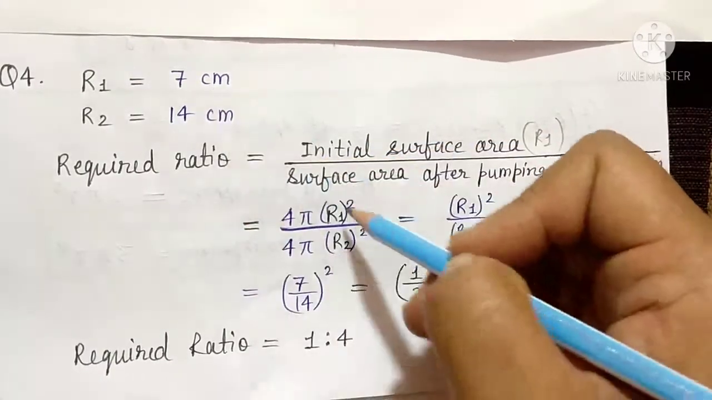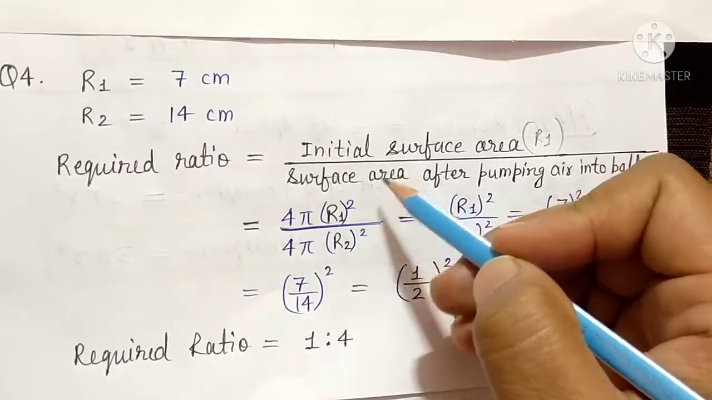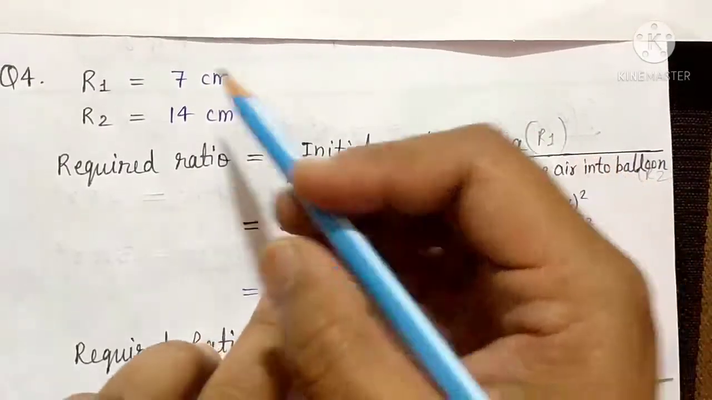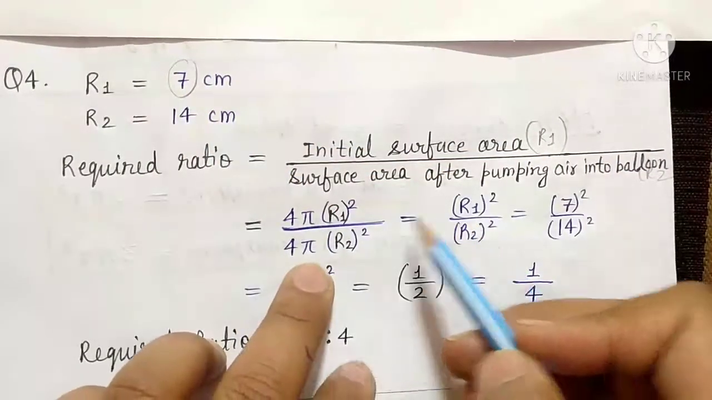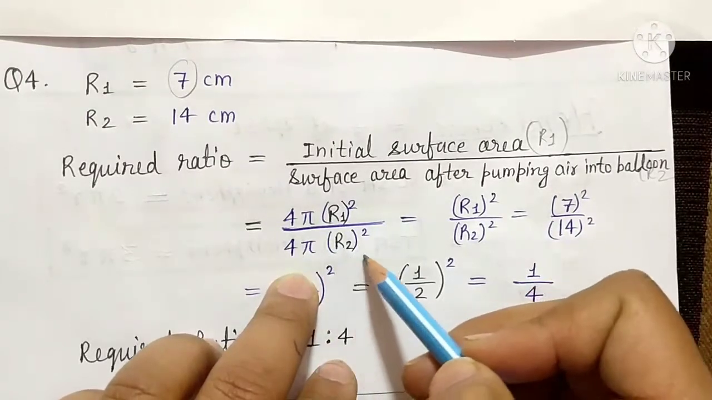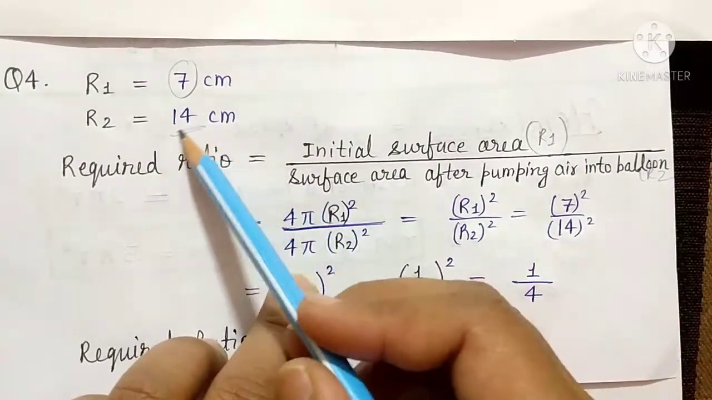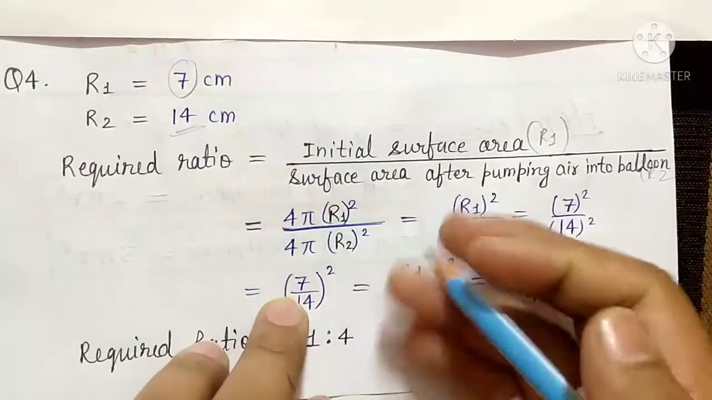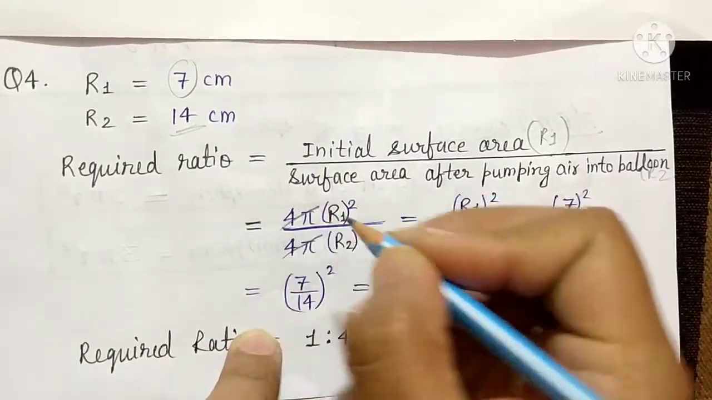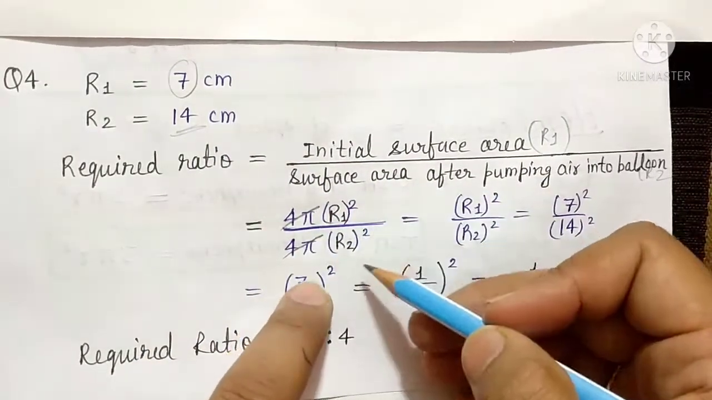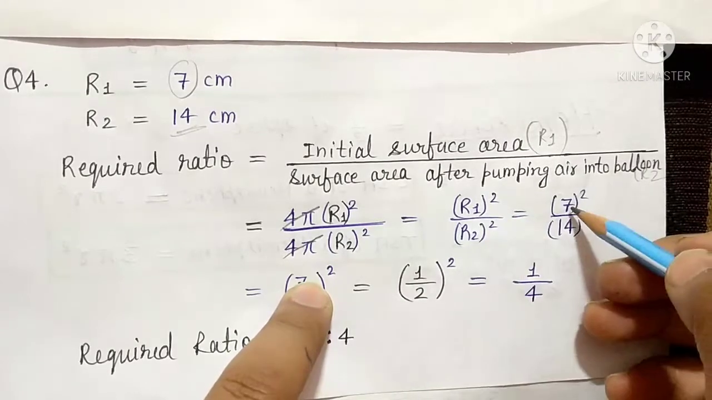In first one, what we have written? Initial surface area before pumping air, it was r1 square. So which r we will use? 7 centimeter. Okay, and downside 4 pi r2 square. Why r2? Because it is the area which we are finding after pumping air. Now what we can do? We can cut 4 pi from 4 pi. What is left? r1 square upon r2 square. r1 means 7 square, r2 means 14 square.